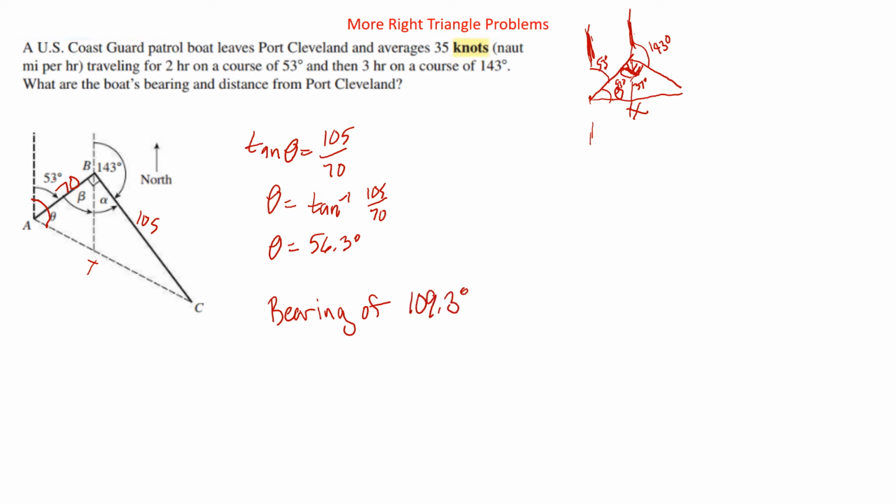And then for this, the distance away, this x, we can use Pythagorean theorem. X squared equals 70 squared plus 105 squared. So square them, square root, x will be equal to about 126.2 knots.